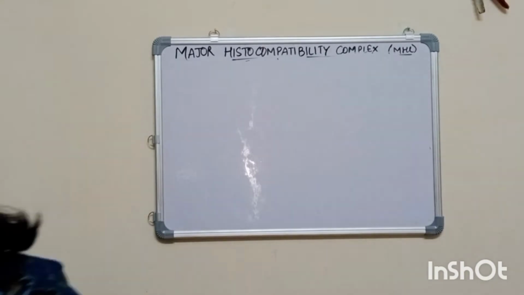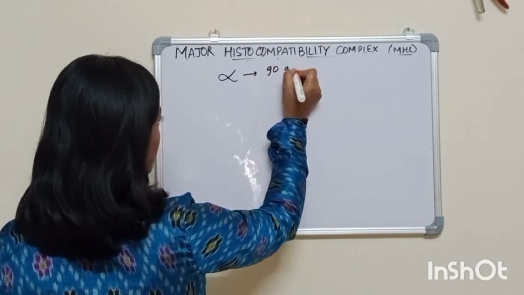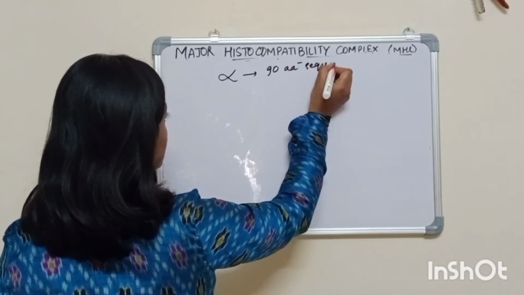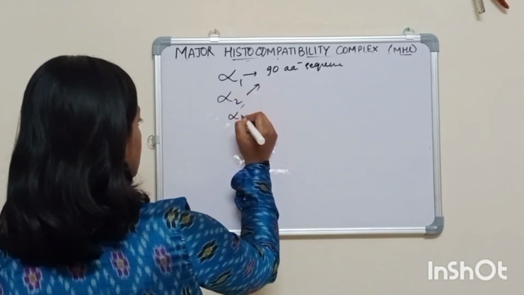And also each of the alpha chains has 90 amino acid sequences. Alpha 1 has a 90 amino acid sequence, alpha 2 also, and alpha 3 also.